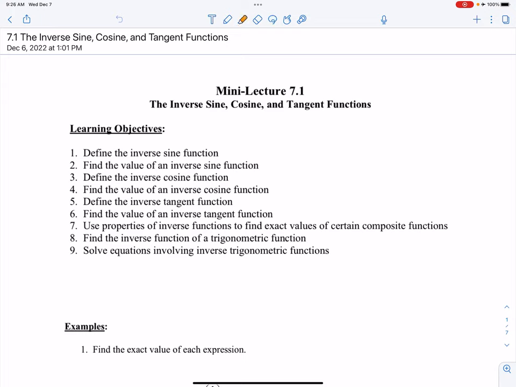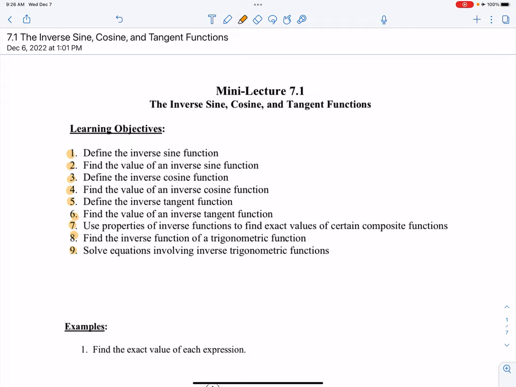Our objectives for today are to define the inverse sine function, find the value of an inverse sine function, define the inverse cosine function, find the value of an inverse cosine function, define the tangent function and find the inverse of it, use properties of inverse functions to find exact values of certain composite functions, find the inverse function of a trig function, and solve equations involving our inverse trig functions.